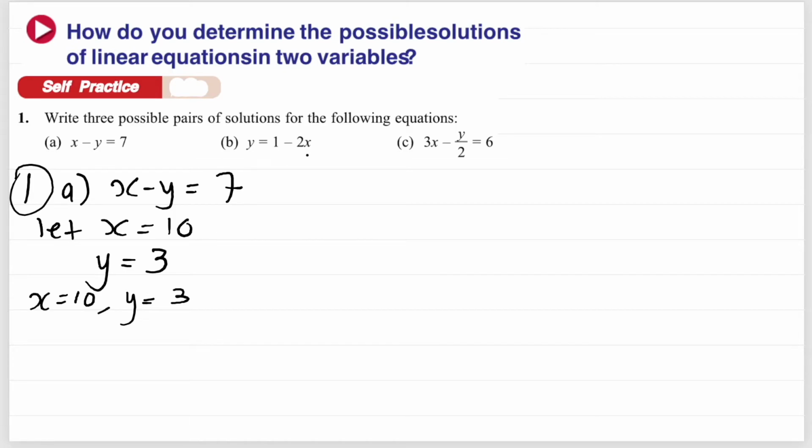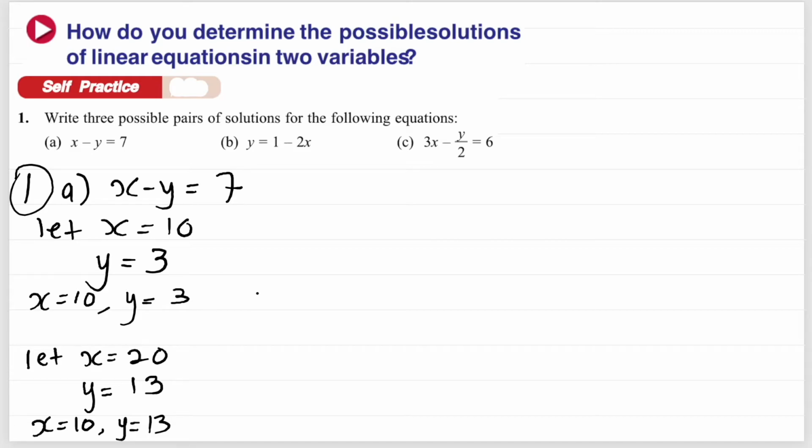So let's say cara yang kedua lagi, so kita let lagi. So let x sama juga dengan apa-apa je, 20 pula. So kalau x 20, you rasa y dia berapa? 20 tolak berapa dapat 7? So 20 tolak 13. So this is another answer. X is 20, y is 13.